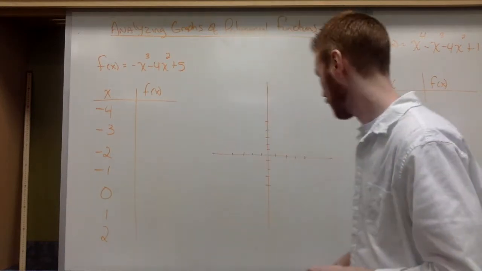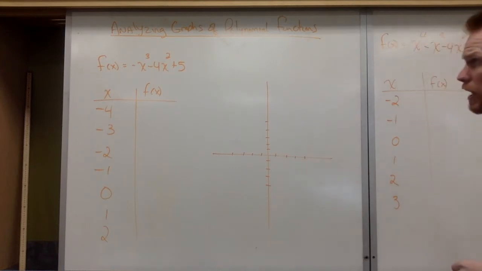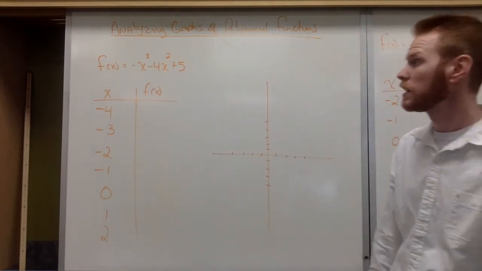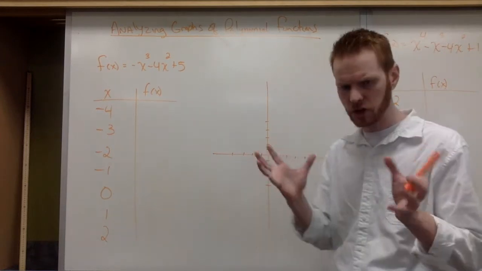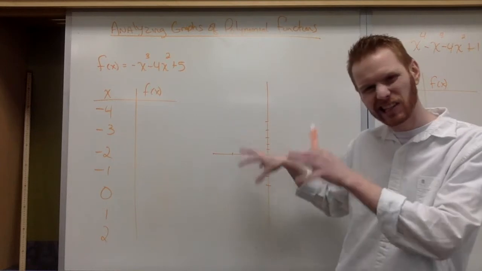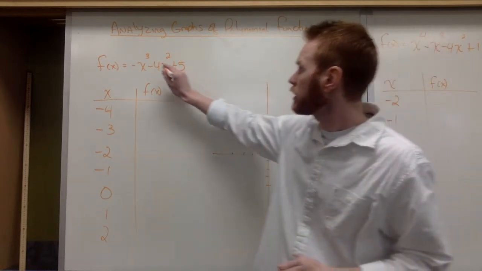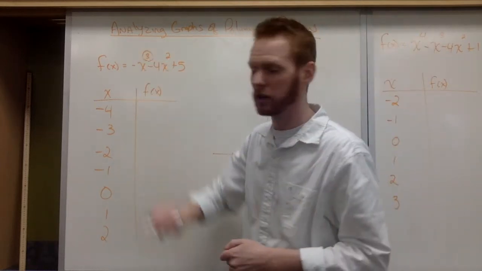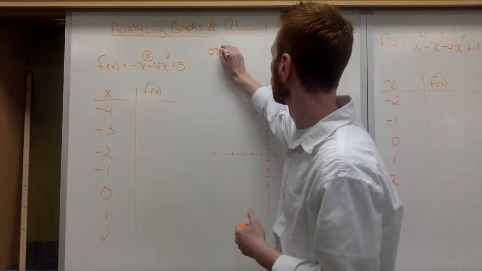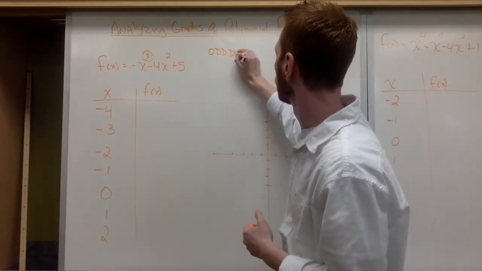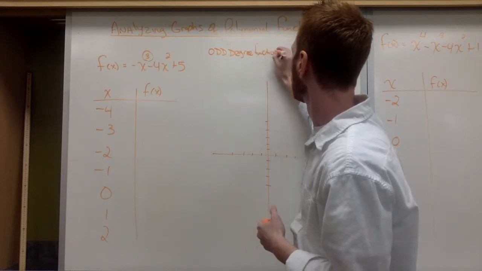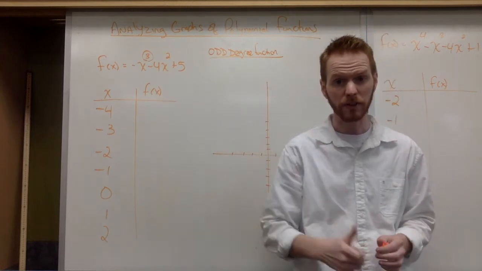So let's take a look at our very first function. We have here negative x cubed minus 4x squared plus 5. Now, let's just think about this in general, what this could look like before we actually graph it, and kind of discuss what we're seeing. I can tell that by the leading degree, that x cubed, that's an odd degree function. Okay, so that's one thing I can pick up.